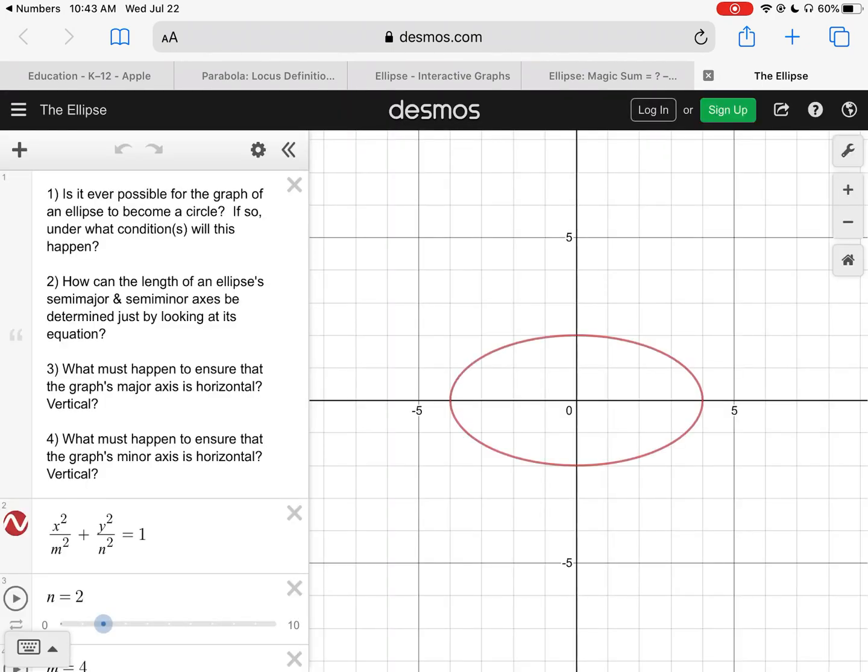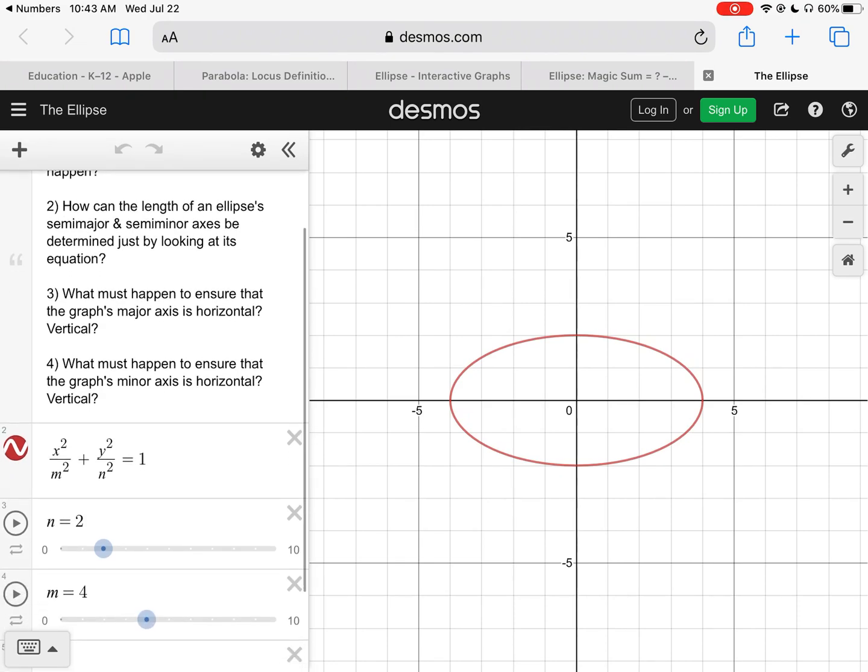Okay, so you can see I have a red ellipse here, and that's based on the equation in box 2: x squared over m squared plus y squared over n squared equals 1. And I have sliders that I can use to adjust the values of m and n.